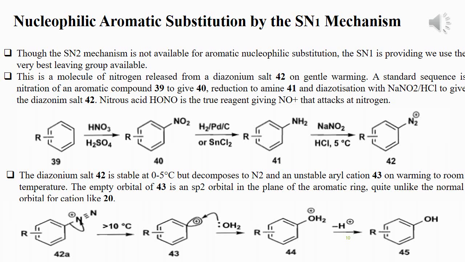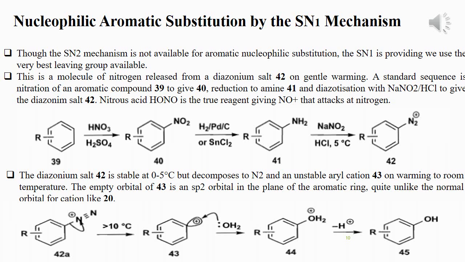an aryl cation will be generated, that is 43. The empty orbital of 43 is an sp2 orbital in the plane of the aromatic ring, quite unlike the normal orbital for a cation like 20, as we have previously seen. This positive charge is just an sp2 orbital in the plane of the aromatic ring.